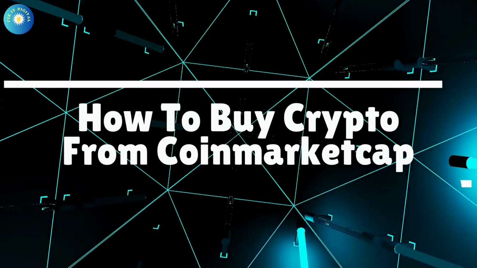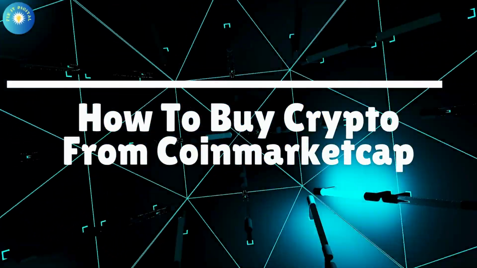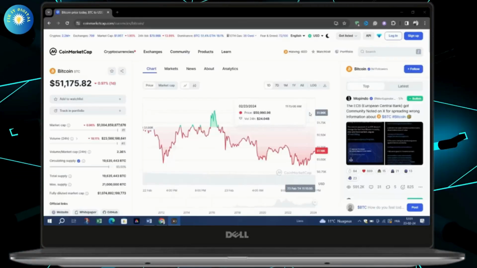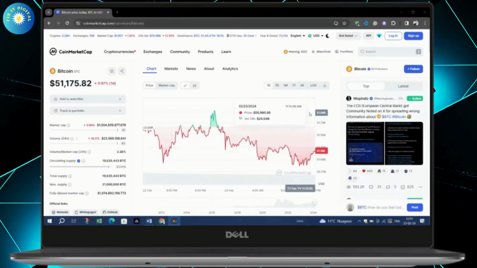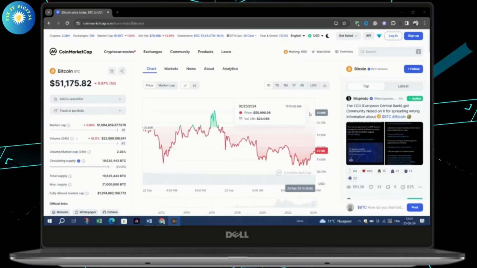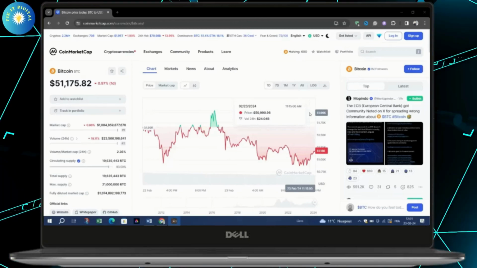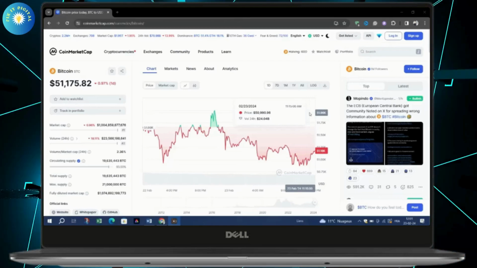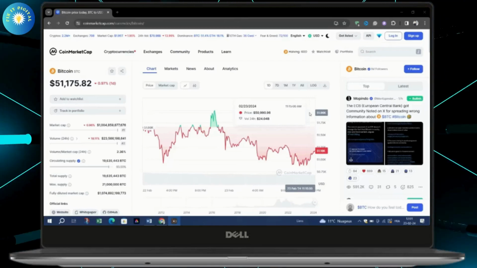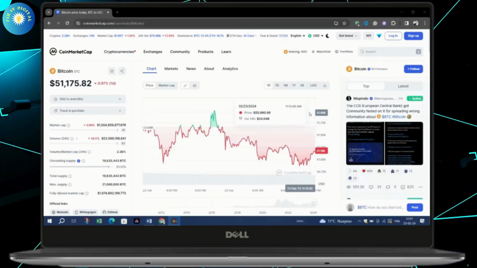How to buy crypto from CoinMarketCap. So if you want to buy crypto from CoinMarketCap, then first you need to open up your crypto application, or simply open up CoinMarketCap. Once you open up CoinMarketCap, you need to go to the Bitcoin section.